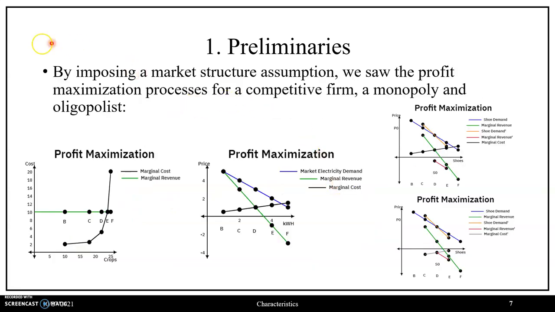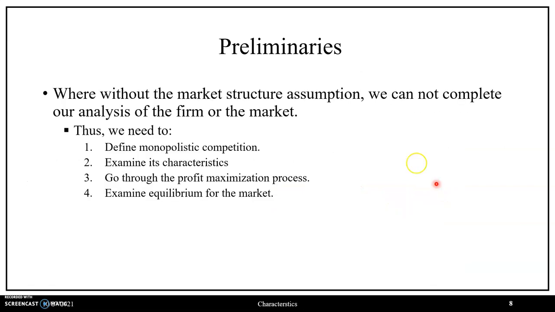And by incorporating the market structure assumption, we saw that we could go through the profit maximization process as we did for the competitive firm, the monopoly, as well as for the individual oligopolist, where without this second item of the market structure assumption, we cannot complete our analysis for the firm, much less for the overall market. So as we did with our prior market structures, we then therefore need to define monopolistic competition in order to examine its characteristics, in order to go through the profit maximization process for a firm in the space, and then go over the equilibrium for the overall market.